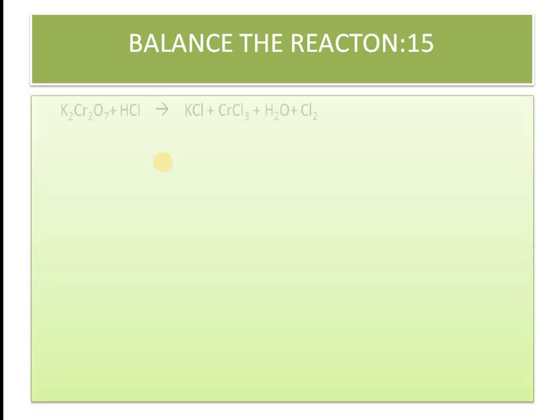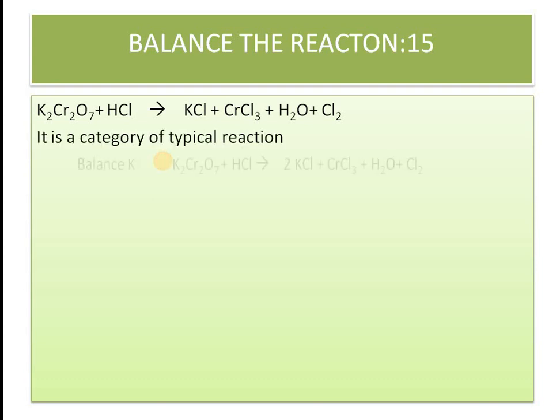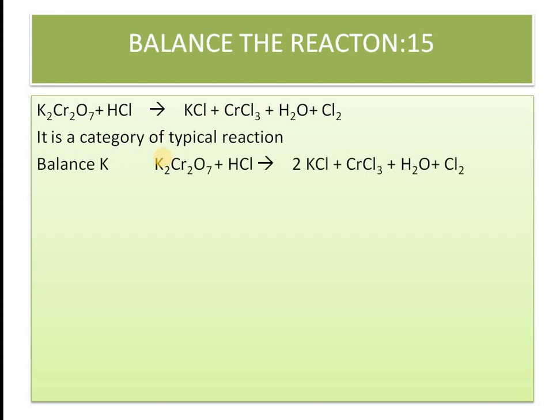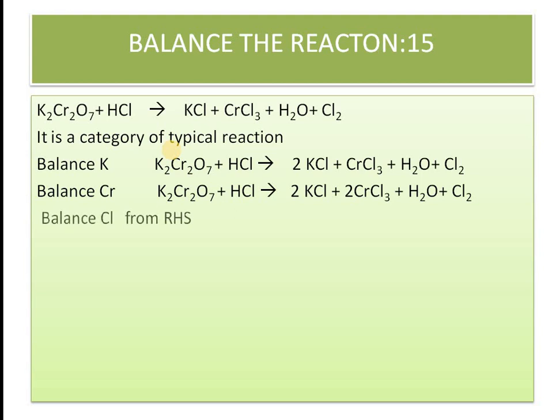Next is the 15th reaction, K2Cr2O7 plus HCl. Now you have to balance K and chromium. This is a typical type of reaction where the number of products is more, like 4, 5, 3. So these are typical types, and there would be a little bit of difficulty level. Not much, but a little bit. And not all reactions come like that. Out of 10 reactions, only one reaction of this sort will be asked.